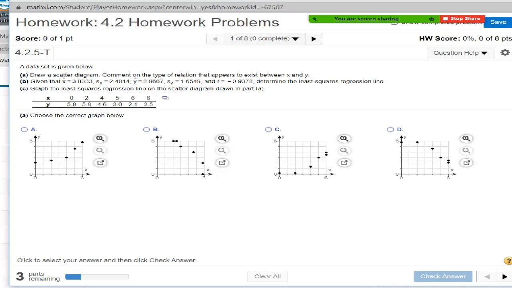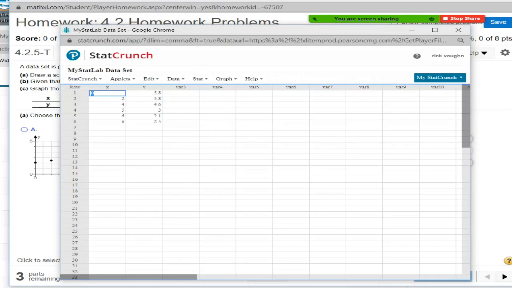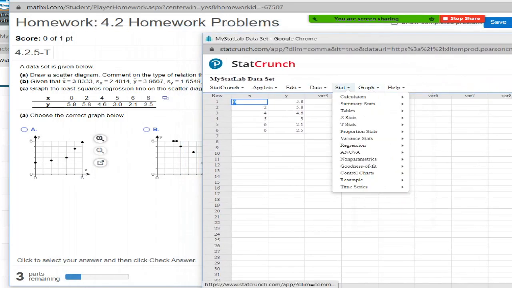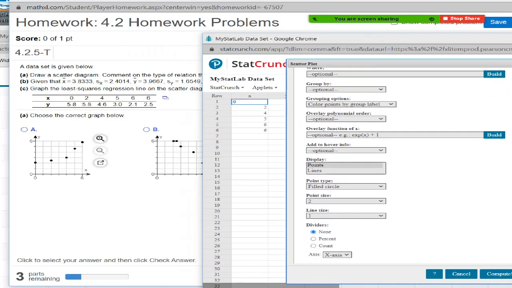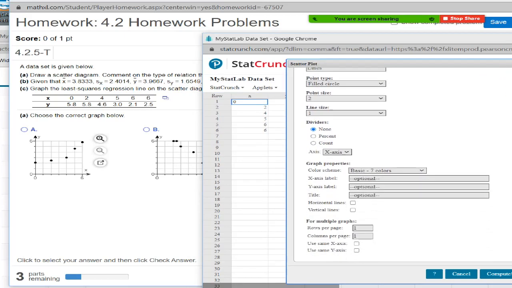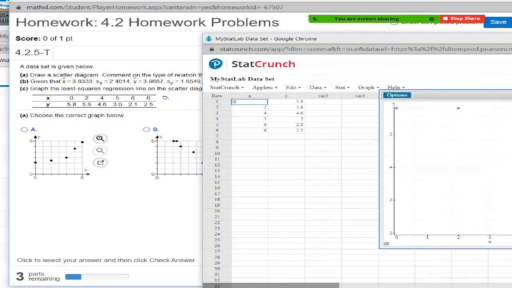Here are the data points themselves. I'm going to load this up into StatCrunch. Here's my X's and here's my Y's. First, the scatter plot. So again, graph, scatter plot. X variable is going to be X, Y variable is going to be Y. And now let's see if they actually give us the option to do the regression line on here. Doesn't look like it. I know how to do this in Excel, so let's go ahead and just look at the scatter plot diagram. That'll allow us to answer part A.